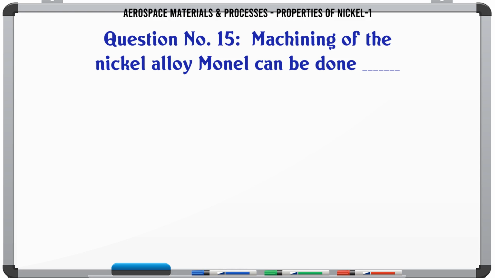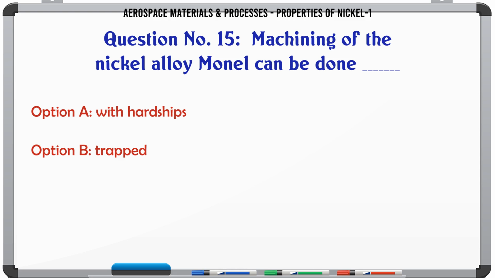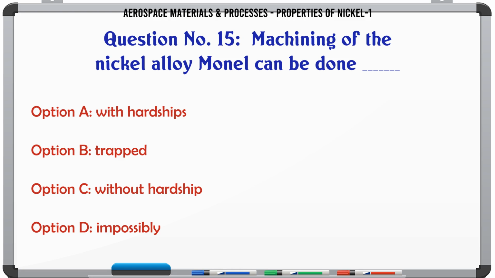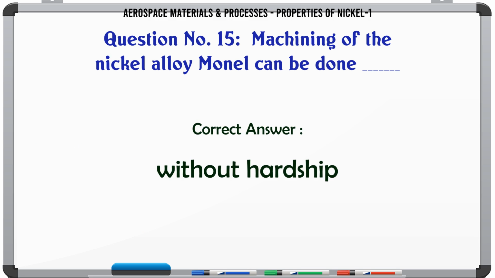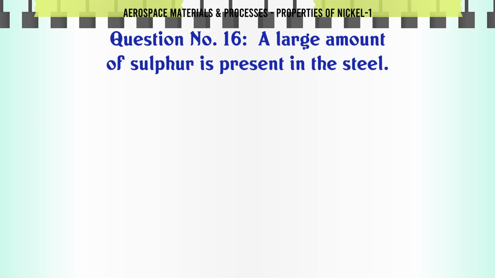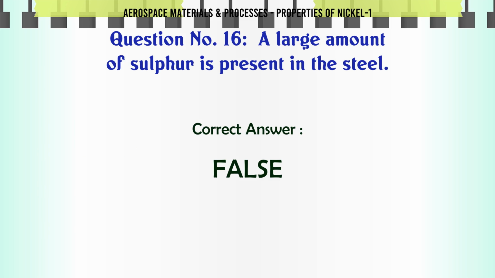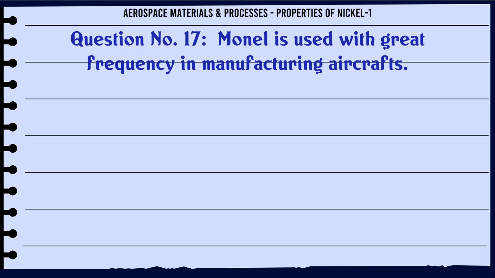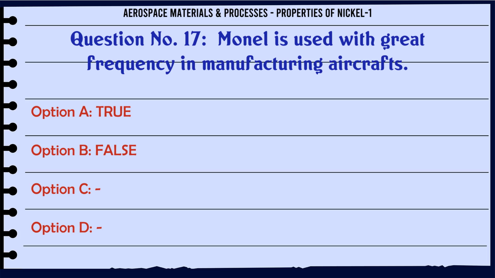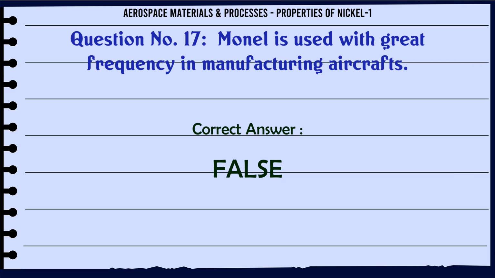Machining of the nickel alloy Monel can be done: A, with hardships; B, trapped; C, without hardship; D, impossibly. The correct answer is without hardship. A large amount of sulphur is present in the steel: A, true; B, false. The correct answer is false. Monel is used with great frequency in manufacturing aircraft: A, true; B, false. The correct answer is false.